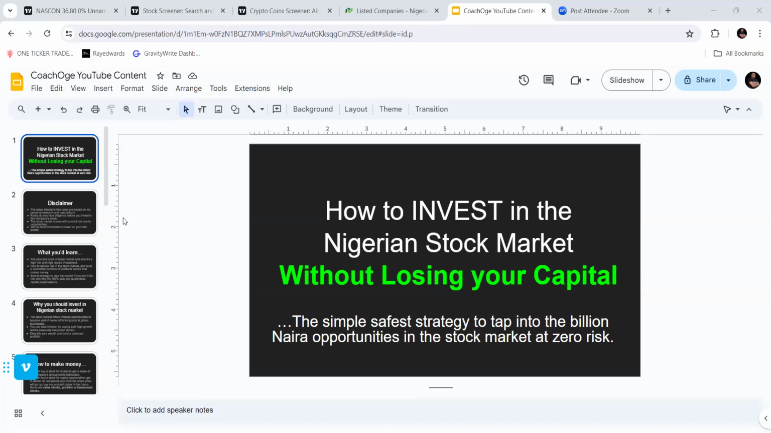But it's important that you note the stocks I'm going to mention are not actually a buy at this point. I only use them as illustration, and I also use them to share ideas on how you can leverage this strategy to grow your wealth without necessarily losing your money or exposing your money to price fluctuations.